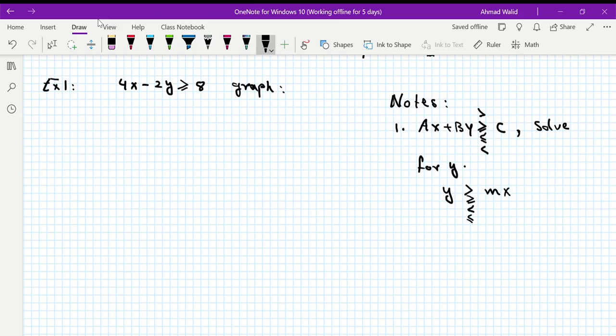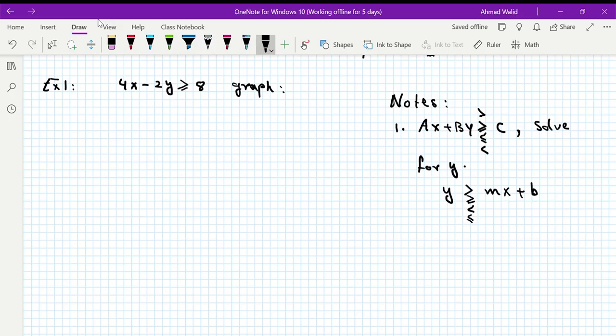When you are solving for y, we are almost at the end of the semester. You know the forms of a linear equation. This was the standard form, ax plus by equals c. When you write y equals mx plus b, we call it slope-intercept form. That was one of the easiest forms with which you can graph any line, correct?